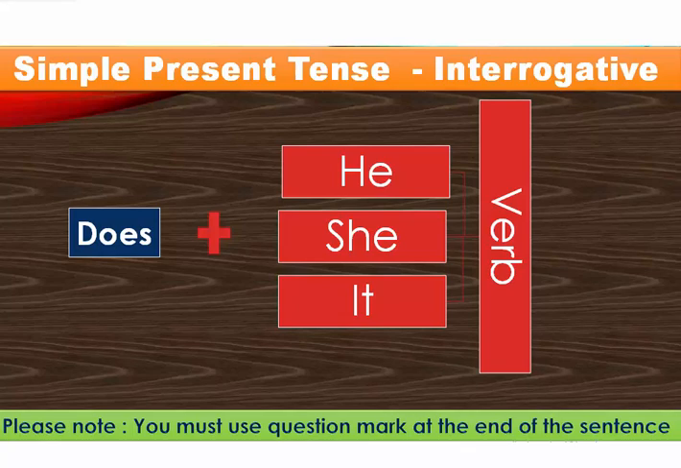At the same time, let's move to he, she or it. Does will join with he or she or it and the verb for the simple present tense interrogative form. Here also you have to use the question mark at the end of the sentence. You have to remember that one. Now let's see the examples.